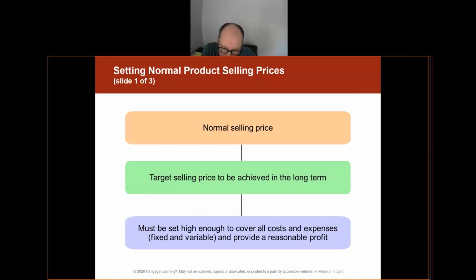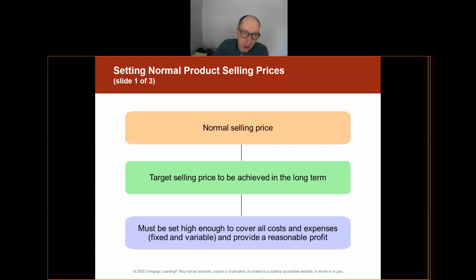Okay, so that's differential analysis. Any questions on differential analysis before we move on to product pricing? Another fun topic. Product pricing. We're good so far? Yeah? All right, let's do it.